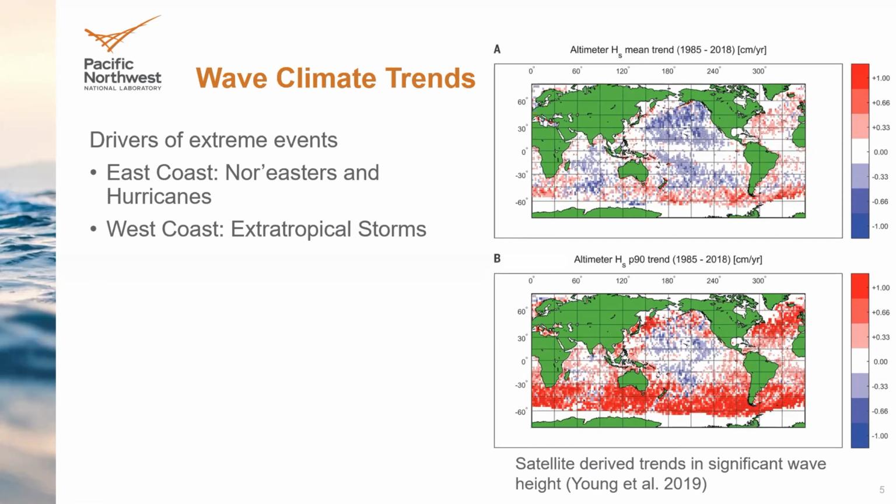When you look at the extremes, though, the extremes are growing in the Atlantic as well, but then offshore California, it's been found that the extreme events are increasing at a high rate as well.